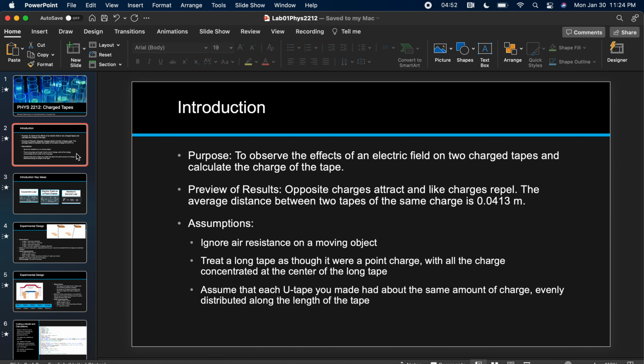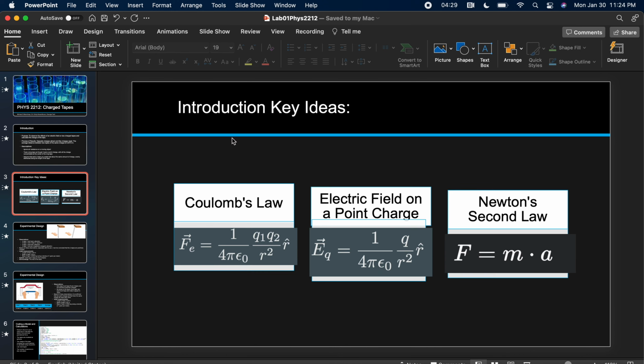Some assumptions here: that we ignore air resistance on a moving object. We treat a long tape as though it were a point charge with all the charge concentrated at the center of the long tape, and assume that each U-tape that we made had about the same amount of charge evenly distributed along the length of the tape. So all three of these assumptions are ones that we took into account.